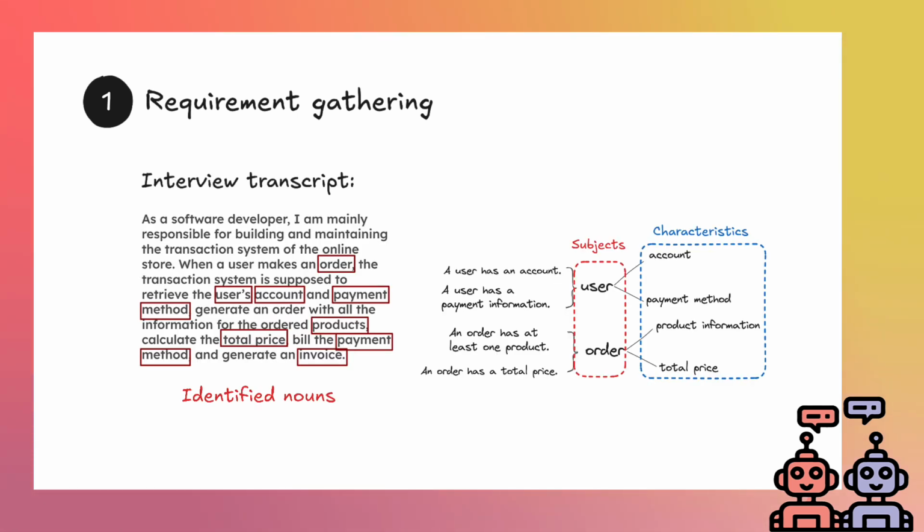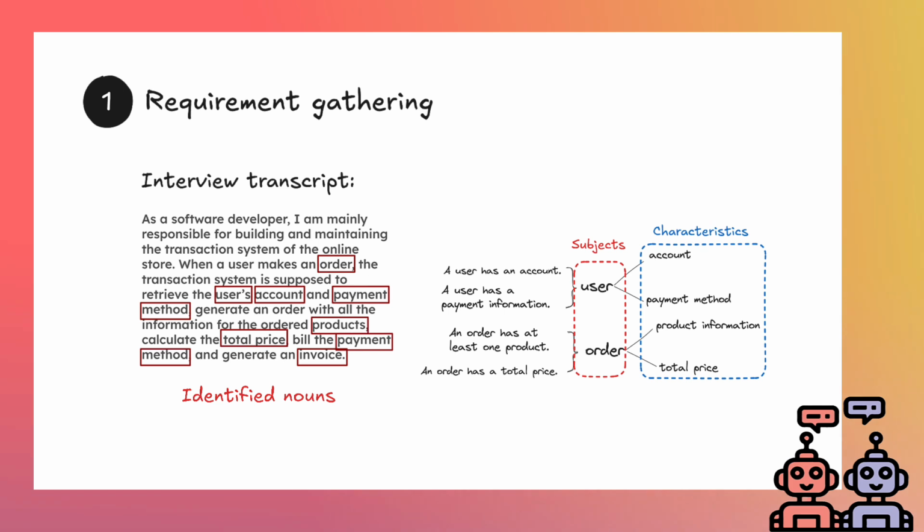Subjects, like the main nouns they talk about. Exactly. Nouns are a huge clue. The book calls them subjects initially, and the characteristics, what describes them. There's a neat little test that or owns a test. Okay, tell me more. Well, if someone says a user has payment information, then user is likely a subject, and payment information is a characteristic. The book uses user and order. A user has contact details, an order has product info, and a total price.